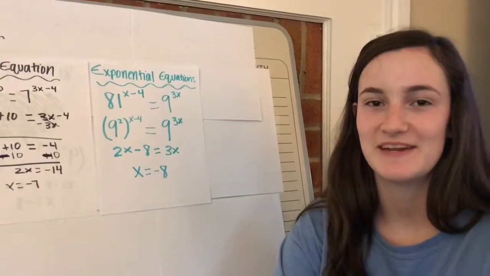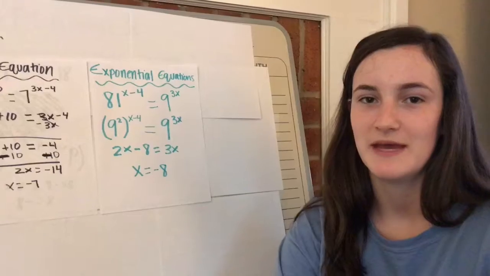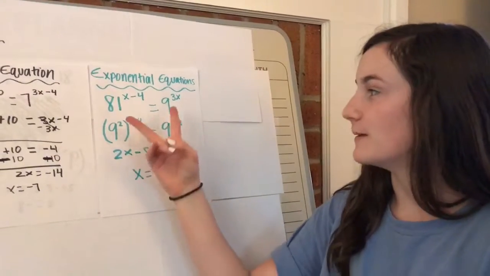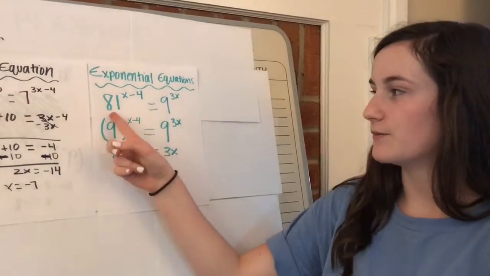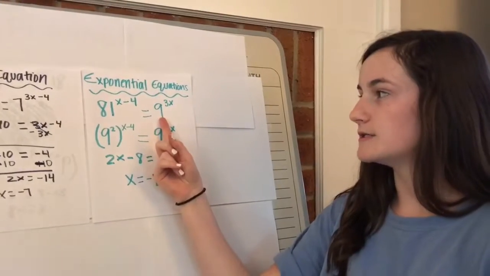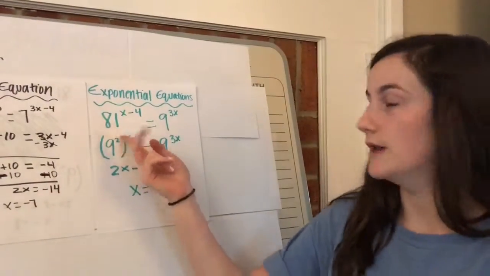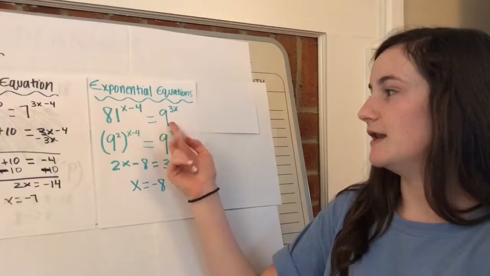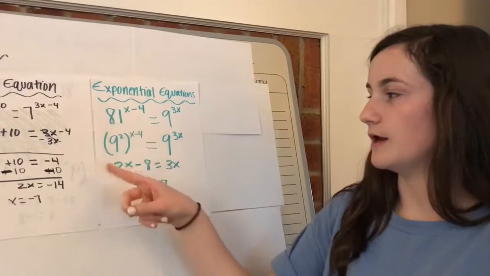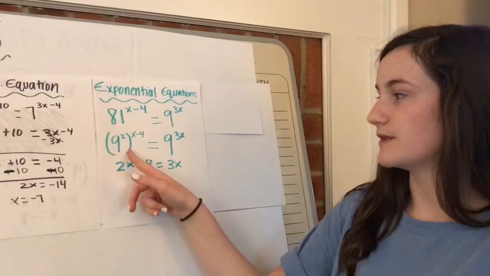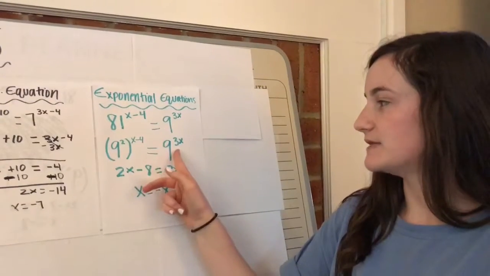Another way you could be given an exponential equation problem is with two different bases. So as you can see here, we have 81 and 9. Since 9 is the smallest number, we're going to try to find a way to make 81 down to 9. And 9 squared is 81. So we put 9 squared in parentheses. And now we both have the same base.